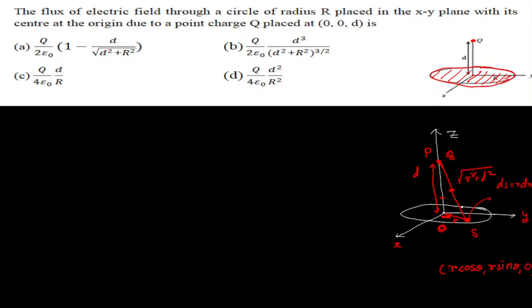Okay, so for that, first we have to write the electric field here, and then we have already considered the elementary area. Now it's an open surface, so we can take the direction of the area vector either upward or downward. In this case, since the electric field will be along this direction, we can take the area vector downward. So this is the direction of the area vector, and if we place a charge Q here, then the electric field will be along this direction.